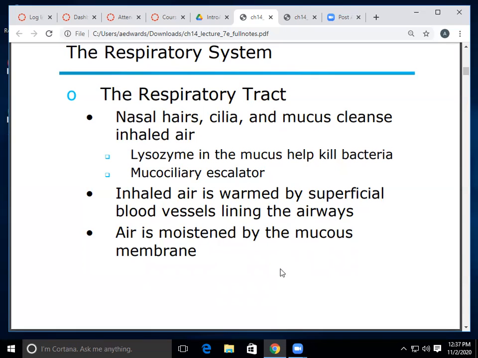All right. You also have the working of the mucus and the cilia to move the air, and we call that a mucociliary escalator. All right. Your inhaled air gets warmed by blood vessels that are more superficial that line the airways. Air also gets moistened by mucous membranes.